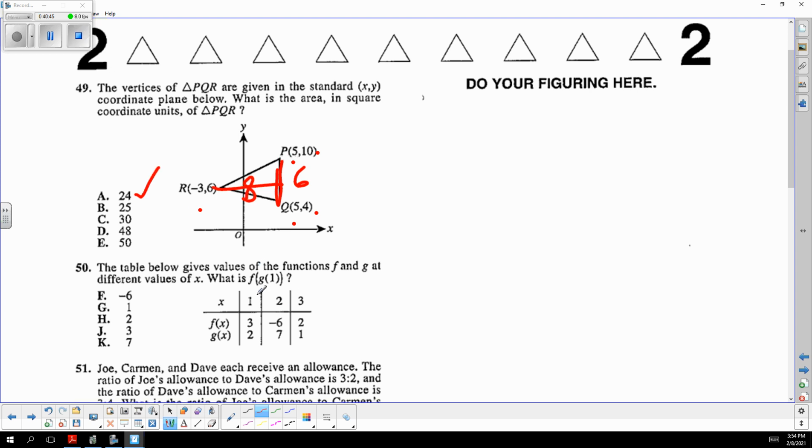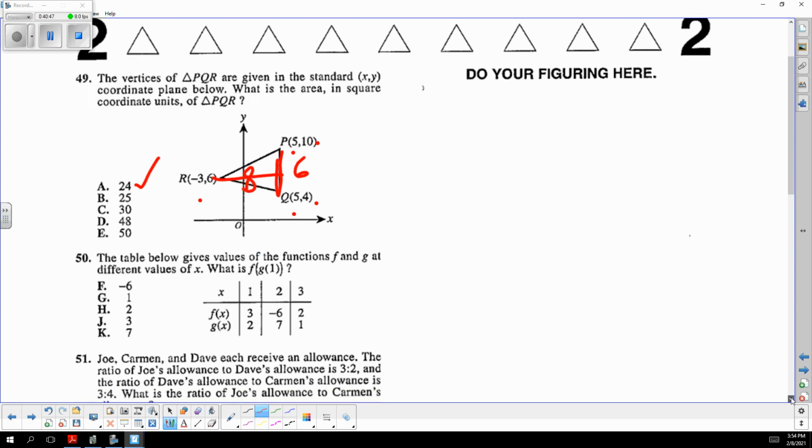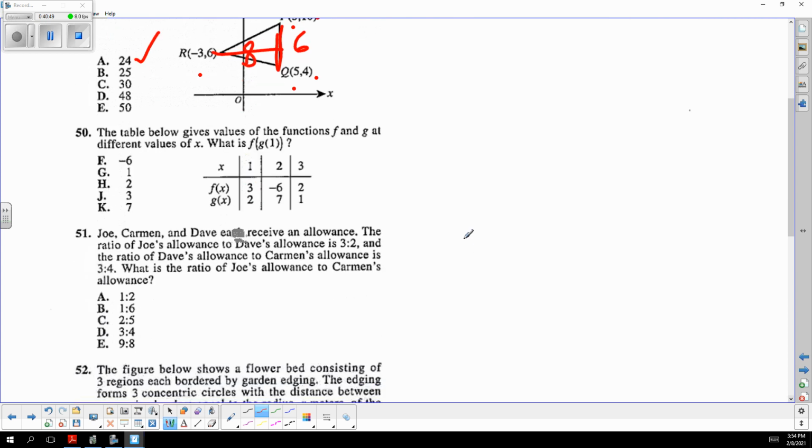Okay. This one, I've never seen this on an ACT, so it just means to plug in 1 into G. So that's right here. And what do you get for your answer? 2. So G of 1 is 2. And now you're plugging in 2 into F. And what does the table give you? -6. That's all.